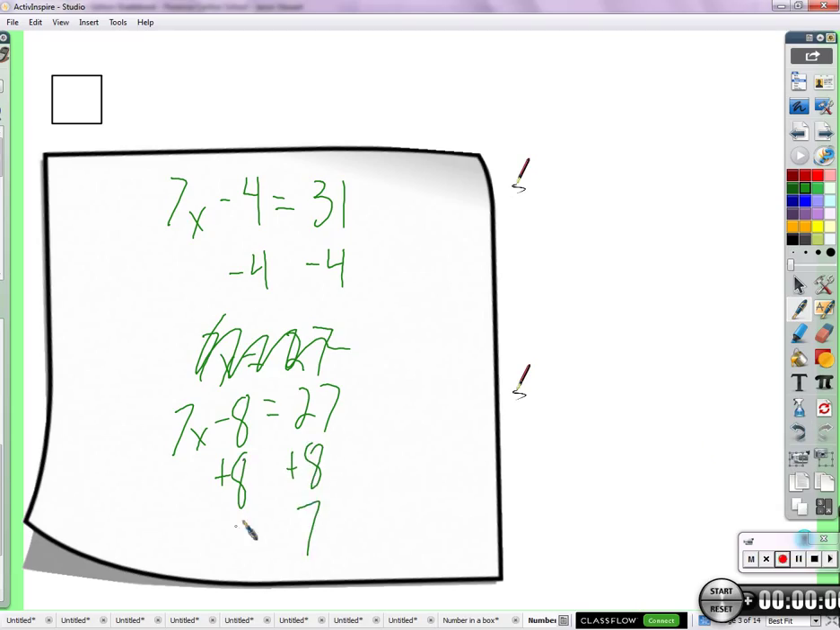Now, negative 8 plus 8, as Cody explained earlier, is 0, so we have nothing there. Or so not Cody, but Jasper. Equals 35. And now we divide by 7. Negative 5. X is 5. Wow. So it's right either way. Yeah, either way, we'll still get the same thing.